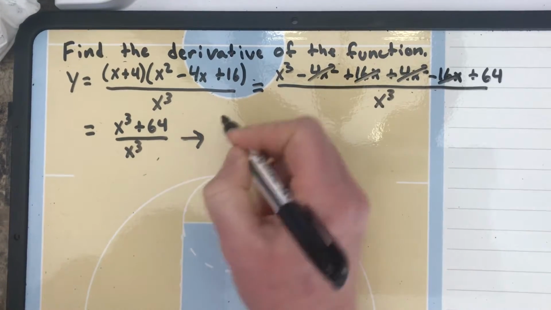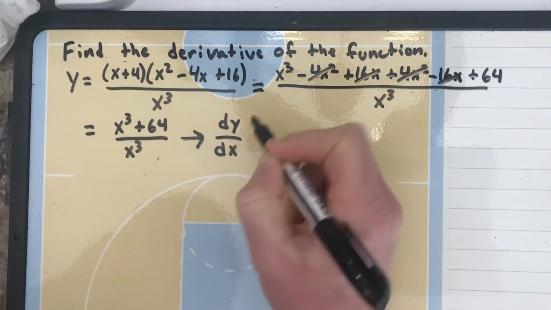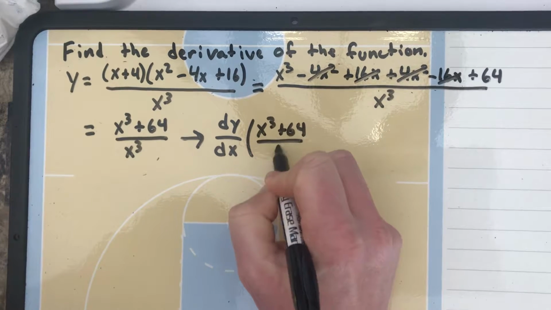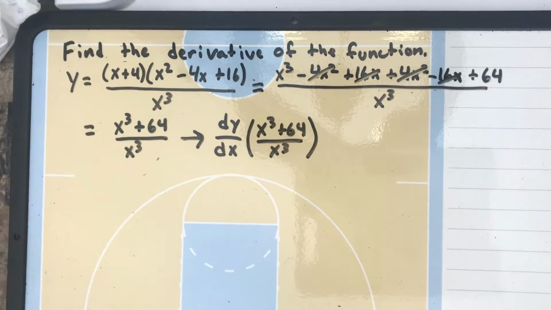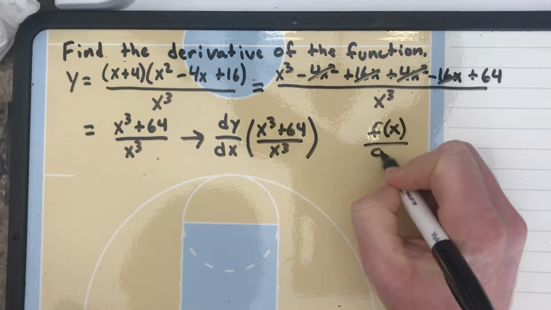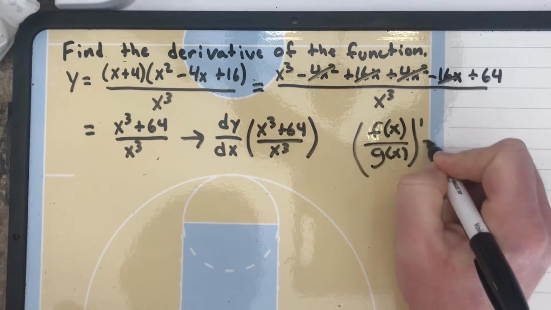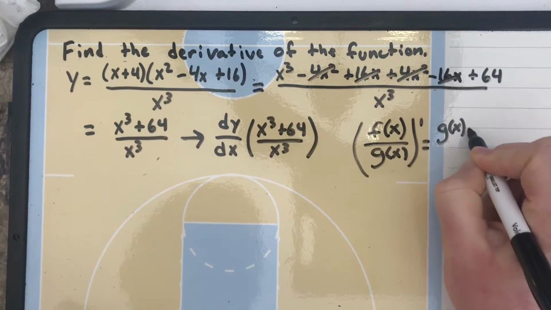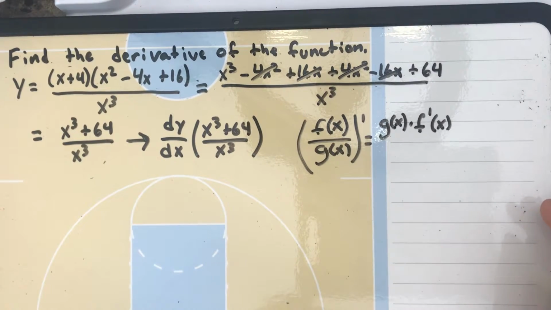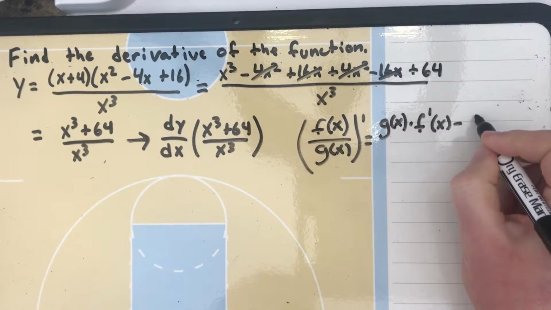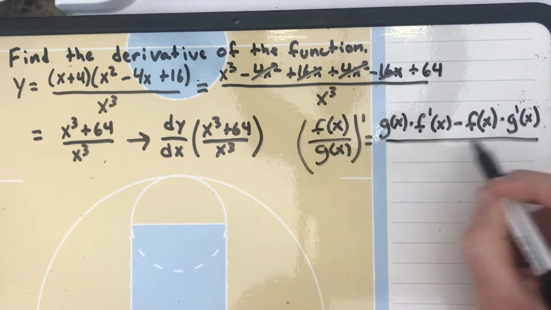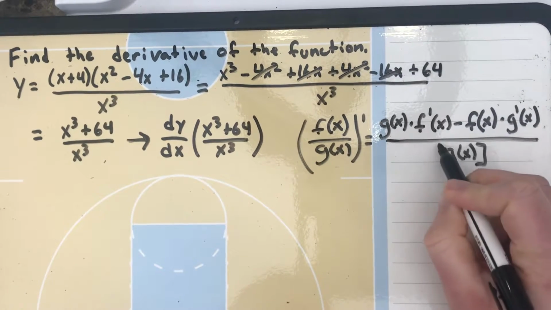So now let's find the derivative of y with respect to x of this function, which is x cubed plus 64 all over x cubed. Now we have to remember that the quotient rule states, and I'm going to write this out here, that if I have f of x over g of x, and I want to take the derivative of that, that's going to be g of x times f prime of x, minus f of x times g prime of x, all over g of x squared.